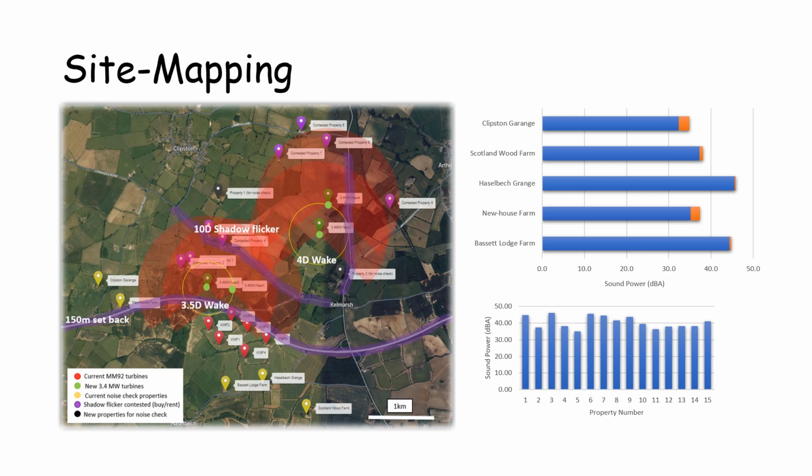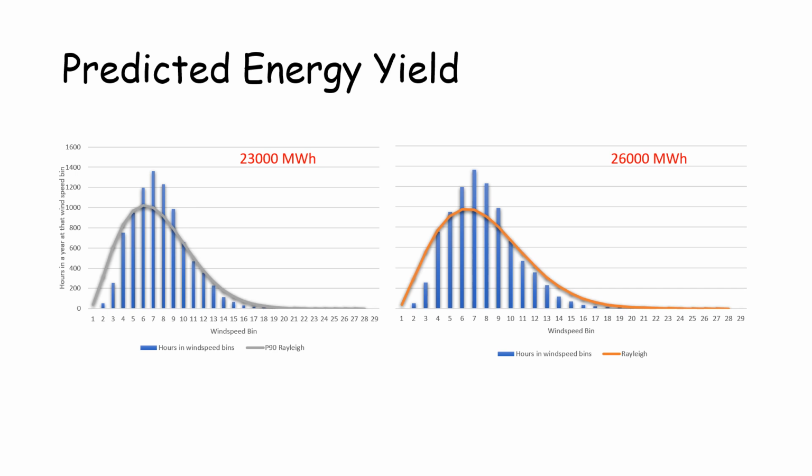The sound power from turbines at nearby properties was calculated, with additional properties being added into the analysis. Clipston Garage showed the biggest change at 7% after the new turbines. Other close-by properties were also marked for noise check. Altogether 3 properties were above 45 decibels, including Hassel Beach Garage and Bassett Lodge Farm. The predicted annual yield at P90 and P50 is 23,000 megawatt hours and 26,000 megawatt hours respectively.